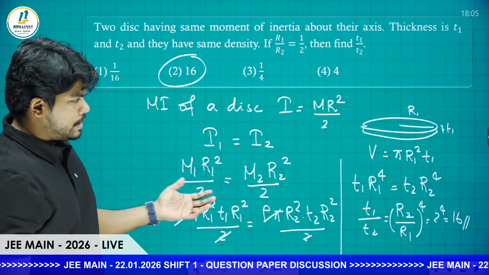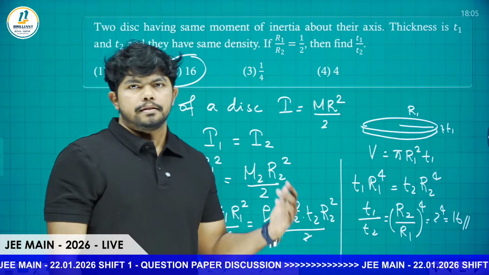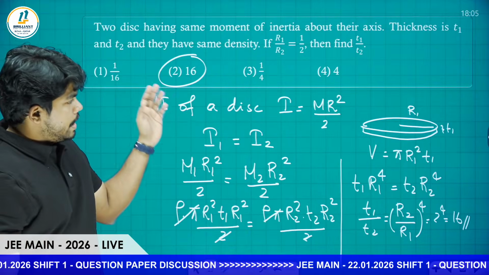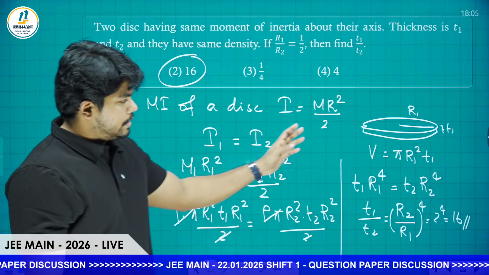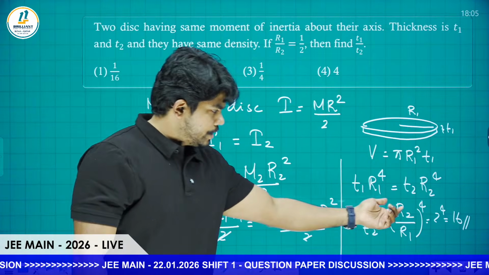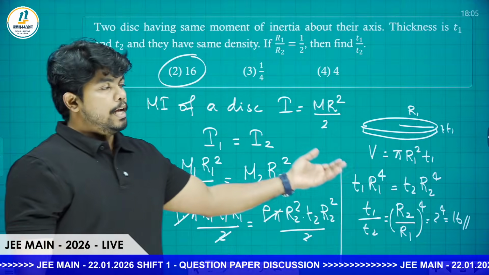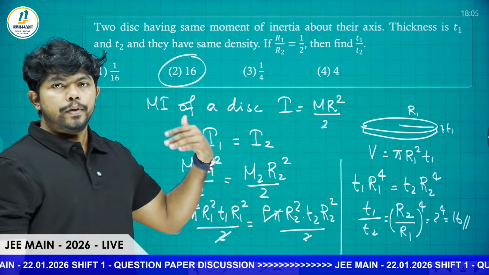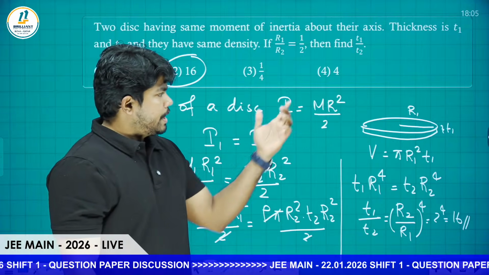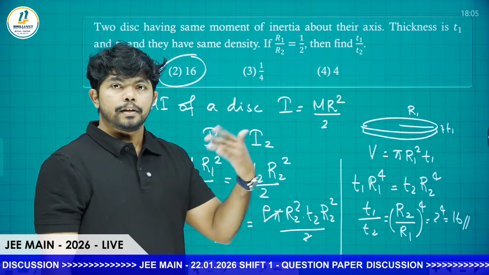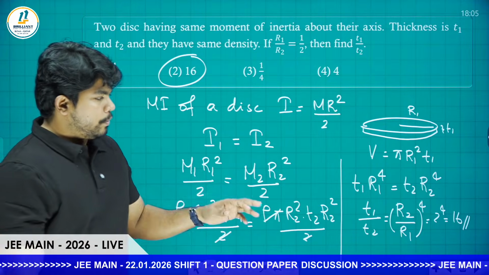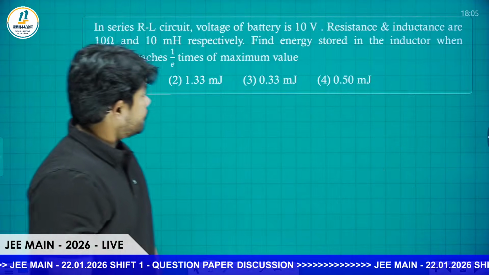This is actually a very good question. In the same segment they have asked about moment of inertia, but the moment of inertia of the disk is given, and we have to find the ratio of thickness. It could be the ratio of radius also, or radius of gyration, or how we can represent the moment of inertia in terms of principal moment of inertia. Such questions you can expect in further shifts. Okay, so moving on to the next one.